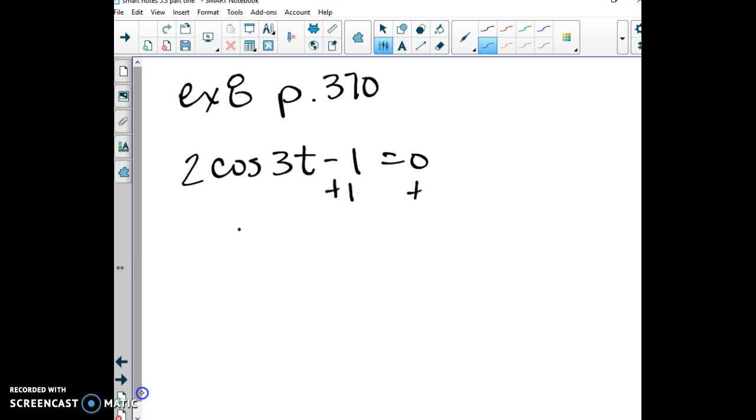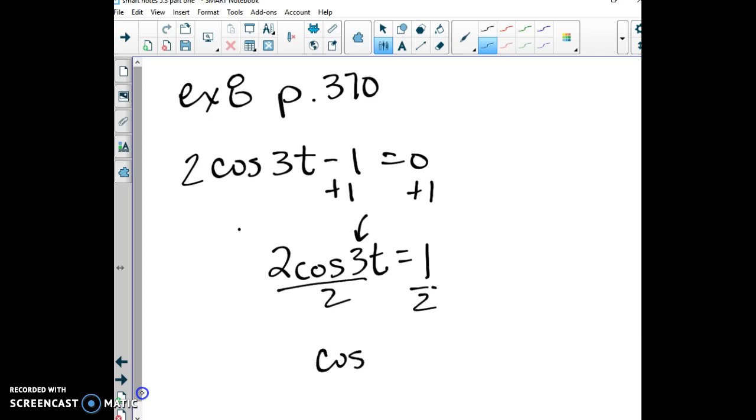First thing we're going to do is add 1 on both sides. We end up with 2 cosine 3t, there's our value k right there, is equal to 1. We're going to divide by 2. And the cosine of 3 times some angle is 1/2.